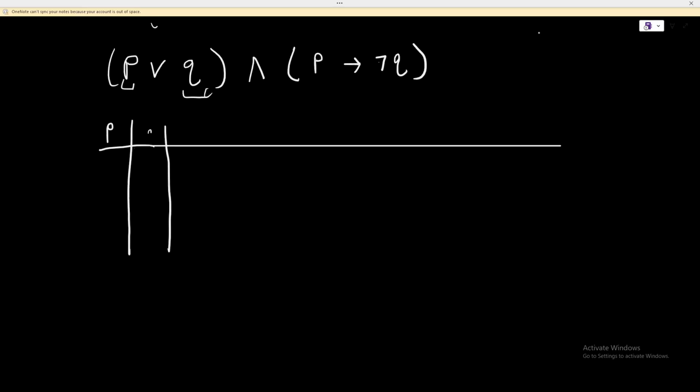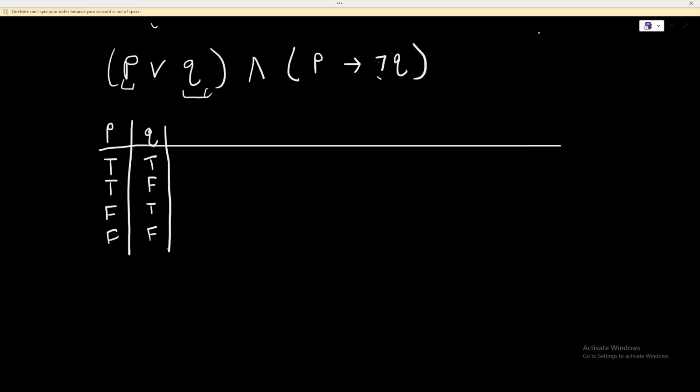So P and Q, and we would have to do all the combinations. Since we only have two, we would only have 4 values or 4 rows for our whole table. So it would be true, true, false, false, and then alternating Q, so it'd be true, false, true, false.